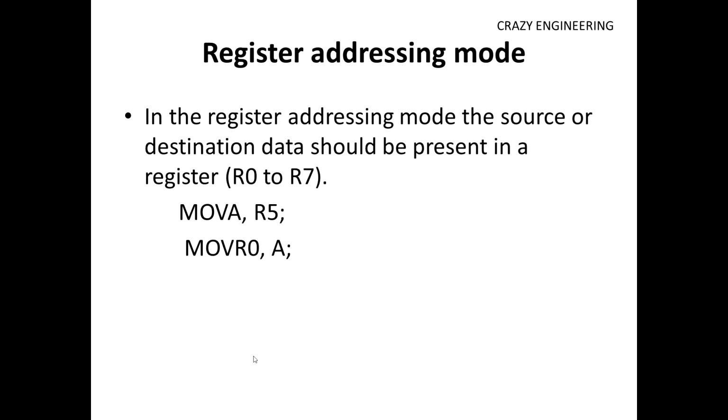The next addressing mode is register addressing mode. In the register addressing mode, both the source and the destination will be registers. In the example MOV A, R5, the R5 value is loaded to the A register. Here in the below example, A is moved to R0. It is called register addressing mode.